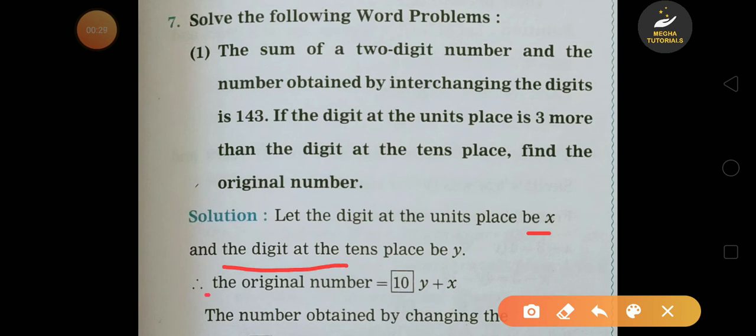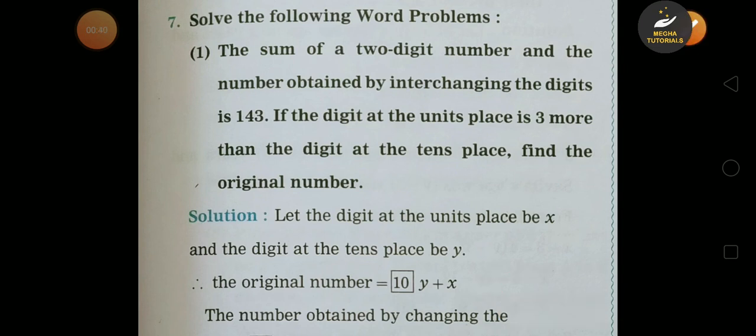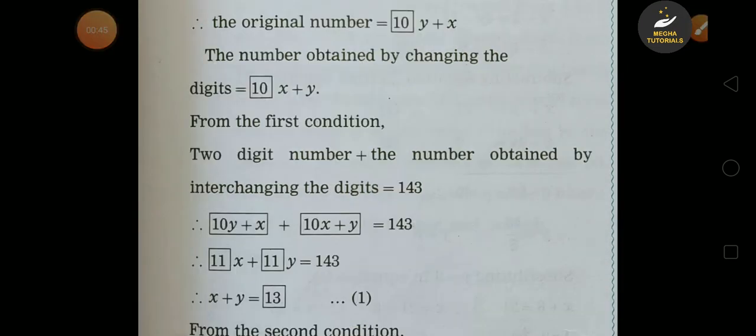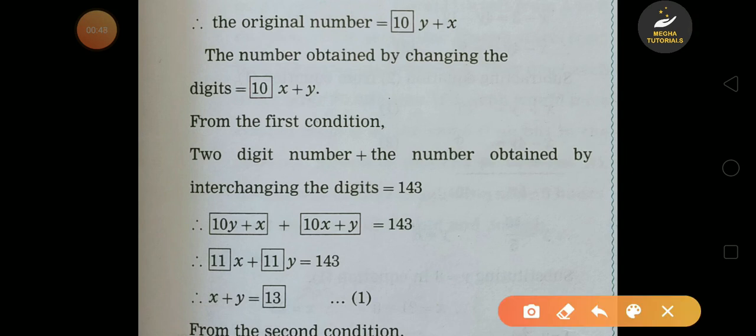So the original number will be 10y plus x. Okay, this is the original number, not the digits. Okay, after interchanging the digits, what will we get? So if you interchange the digits, you will get the new number as 10x plus y. Okay, now see the first condition. So first condition is two-digit number plus the number obtained by interchanging the digits is 143. That means 10y plus x plus 10x plus y is equal to 143.